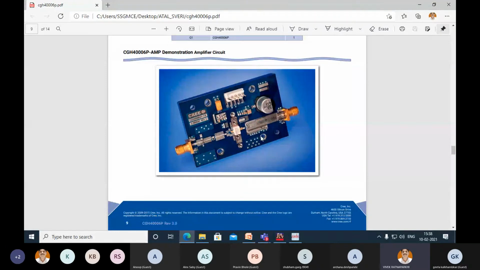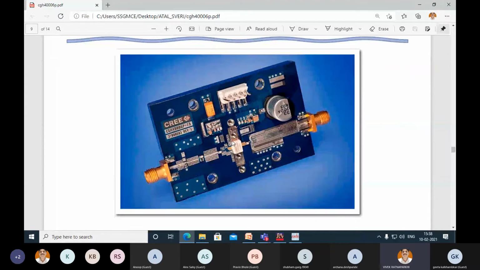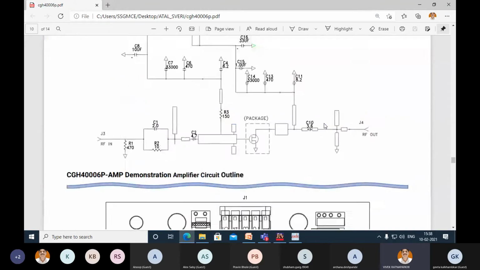And this is the test board, or you can say demo circuit, that can also be purchased. So this is a transistor sitting in between. We have input side separate, we have output side separate. Here is the input matching network, this is the output matching network, and these are the bias lines. So this is in general the flow of any power amplifier.